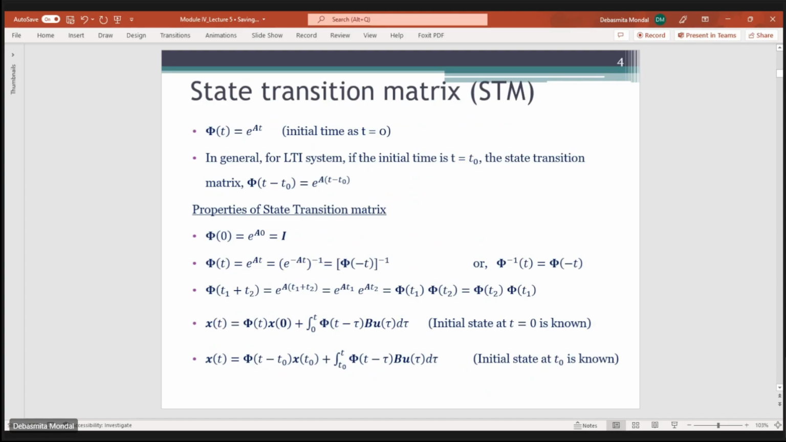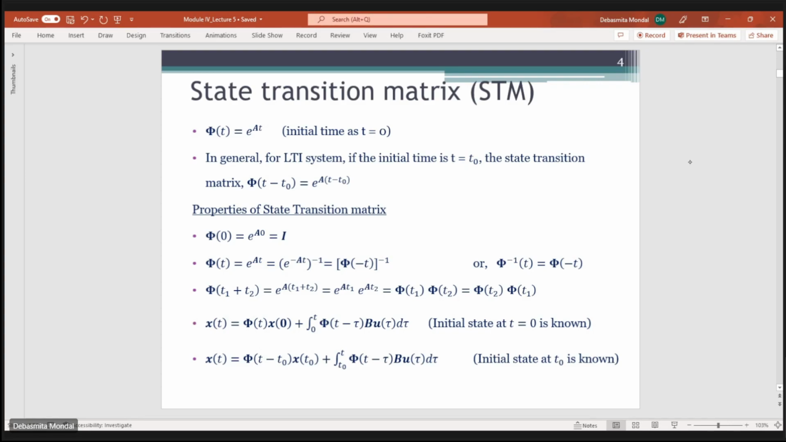Okay. So as we have already defined, the state transition matrix is known as phi(t), and phi(t) is equal to e to the power At, where A is the system matrix. Here, when we write that the state transition matrix is equal to e to the power At, we are considering that the initial time or the initial state of the system occurs at t equal to 0.